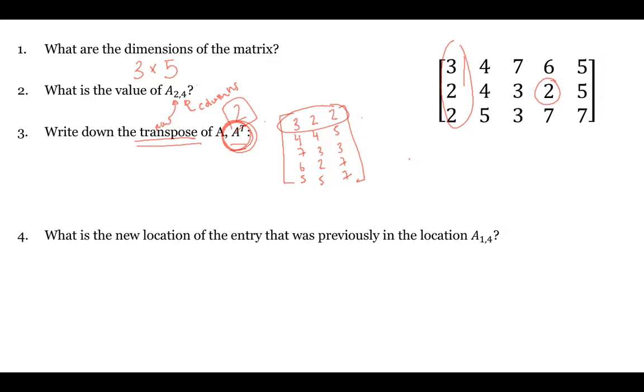What is the new location of that entry? I'm sorry, of the entry that was previously A14. Well, without even looking, it's got to be 4-1, isn't it? Let's see. 1-4, first row, right here. Oh, that ended up right here. 4-1, right? You're switching them. It's not the inverse, it's the transpose.